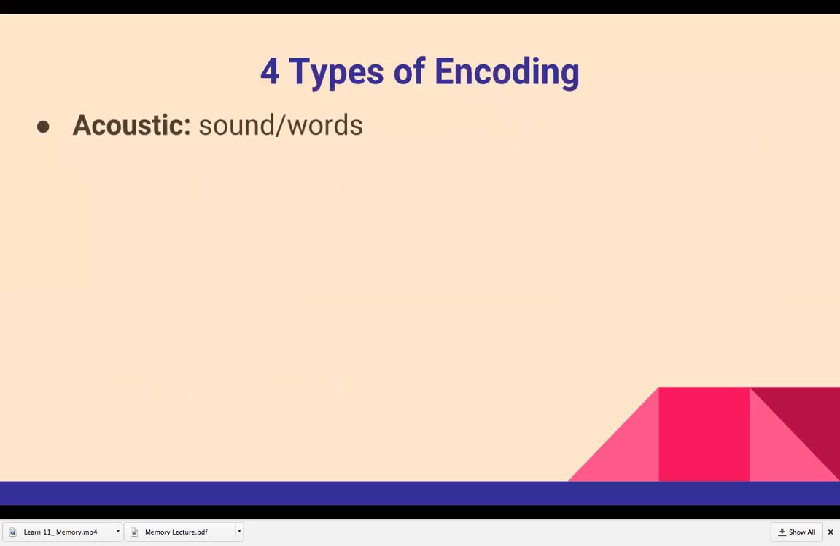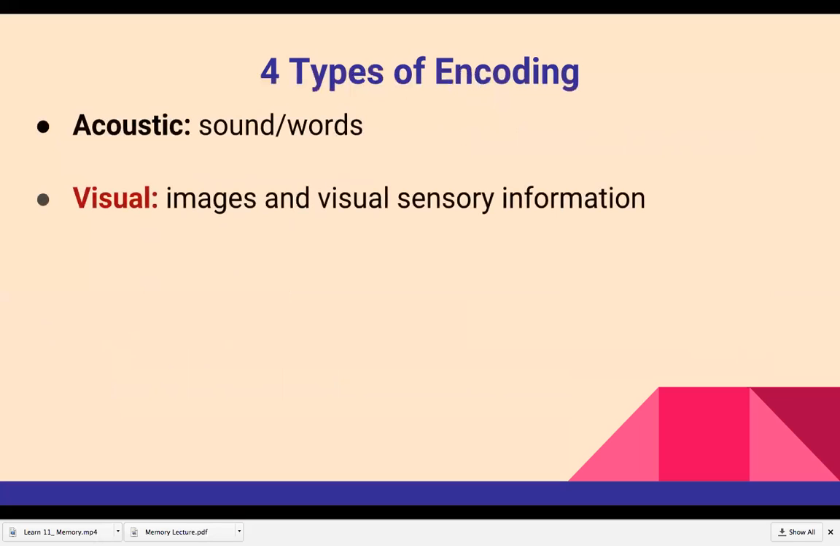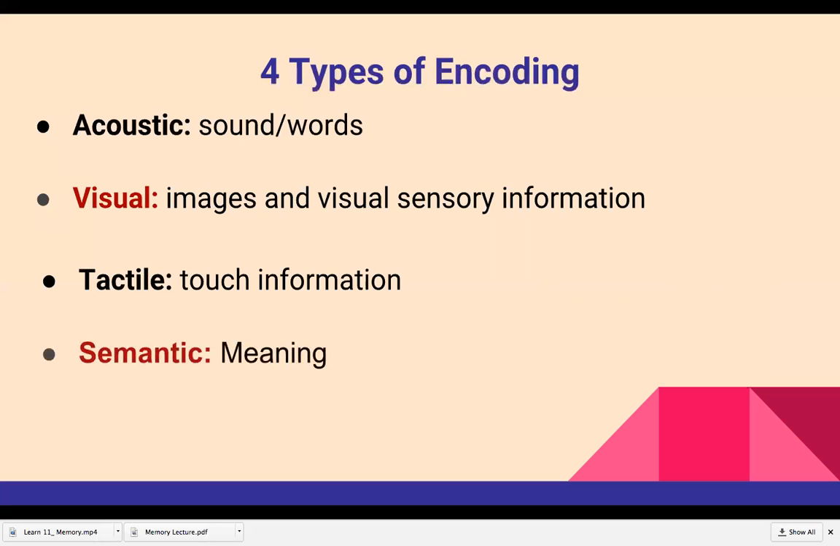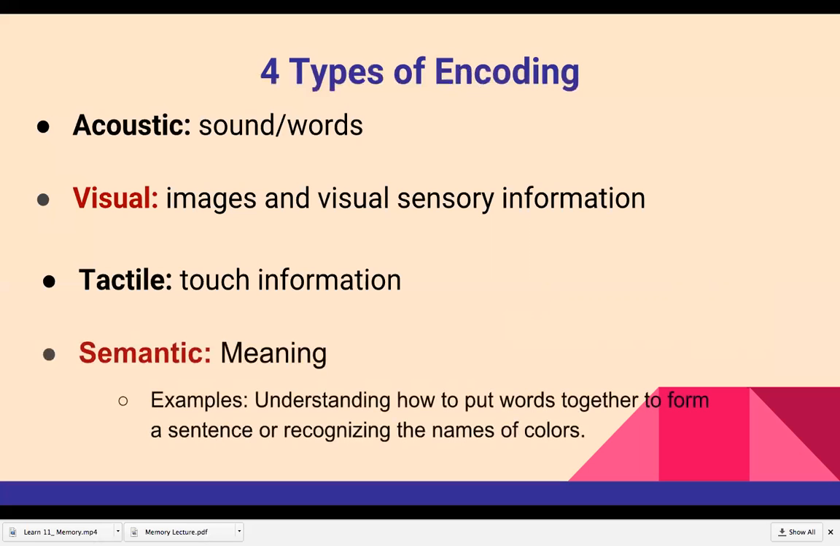Okay, now there are 4 types of encoding. There's acoustic encoding, visual encoding, tactile, which means something is coming into contact with your body or you are touching something new or having a new learning experience. And then semantic. Semantic is about meaning. Semantic is a type of encoding that is conceptual.